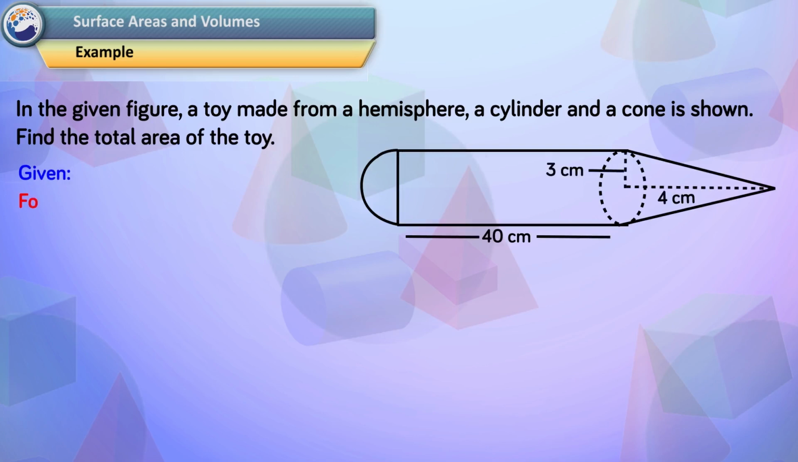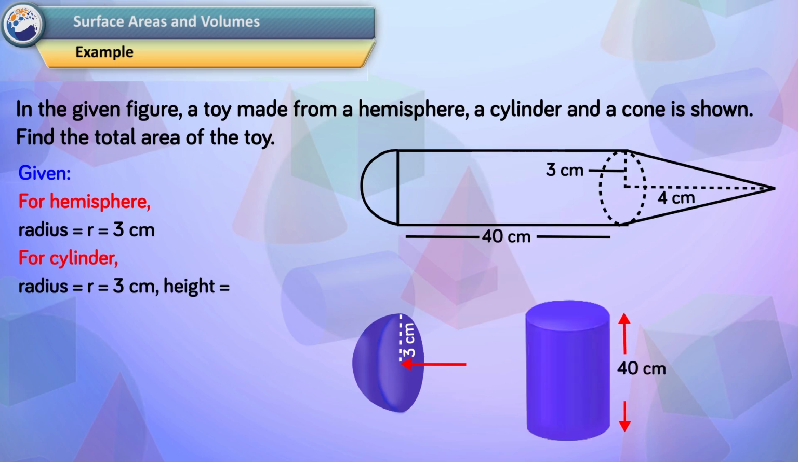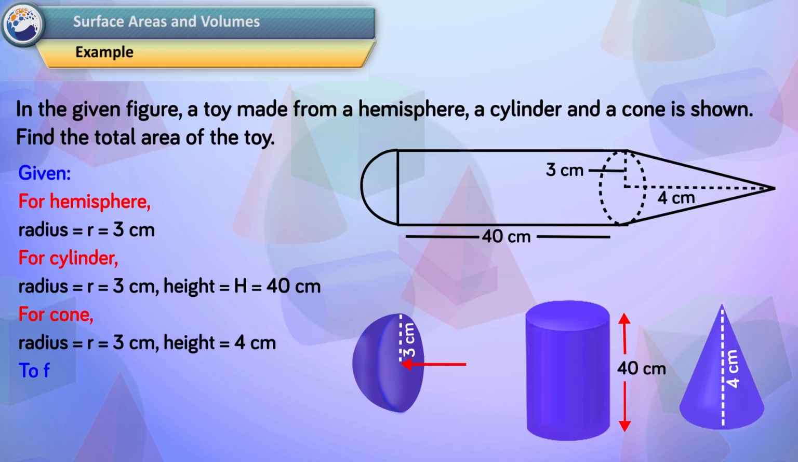Given, for the hemisphere, radius r is equal to 3 cm. For the cylinder, radius r is equal to 3 cm, height h is equal to 40 cm. For the cone, radius r is equal to 3 cm, height h is equal to 4 cm. To find: the total surface area of the toy.